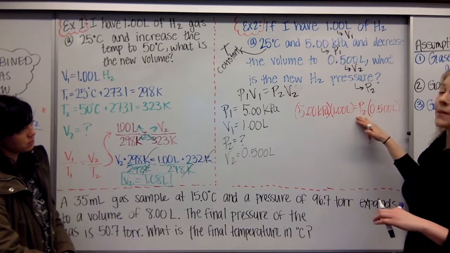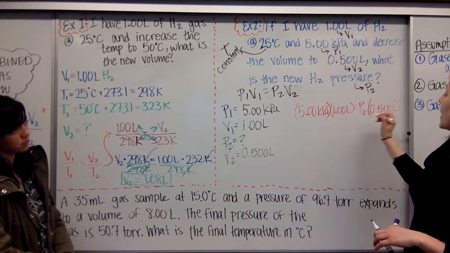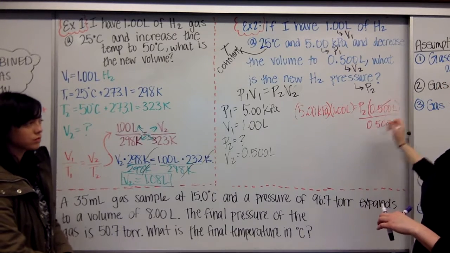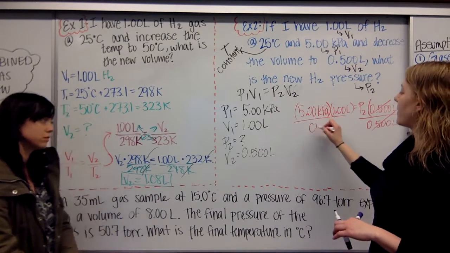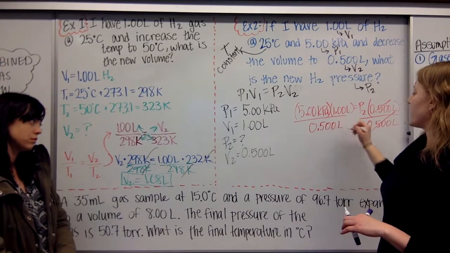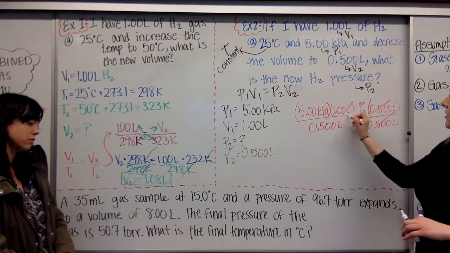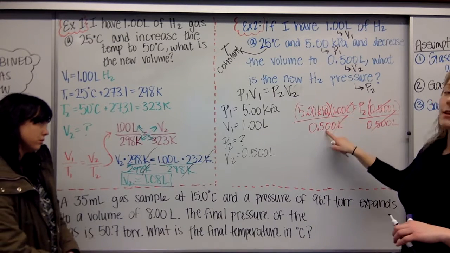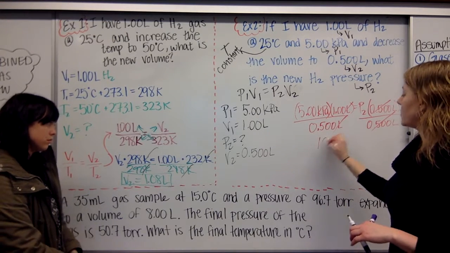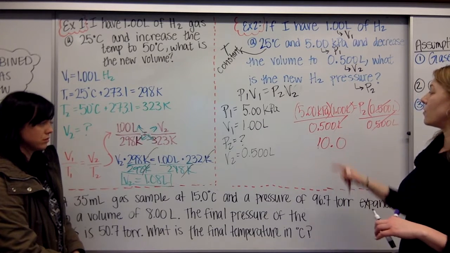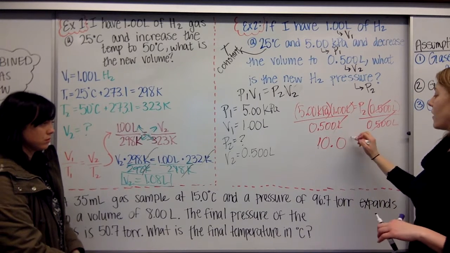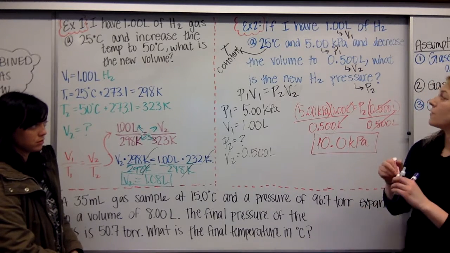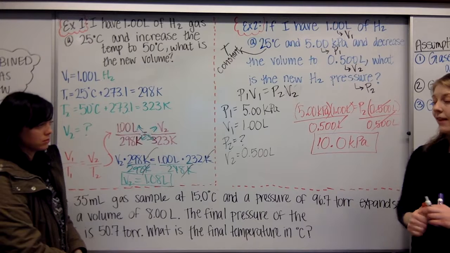Now, in order to isolate my P variable here, I'm going to have to divide both sides by this 0.500 liters. So it crosses off here. I'm going to divide the left side by 0.500 liters as well. My liters cross off, and I'm left with 5 times 1 divided by 0.5, which is 10.0. My last unit that I haven't crossed off here is kPa. So the new pressure after the volume decreases is 10 kilopascals.